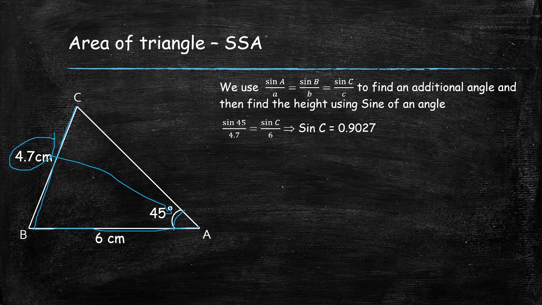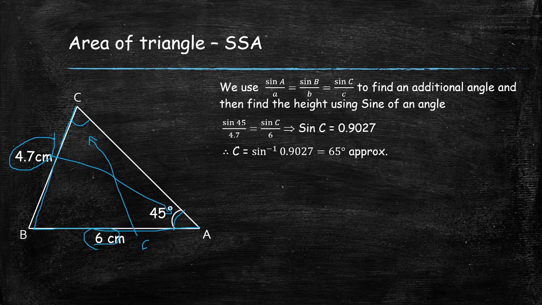So now sin A by A, which is sin 45 by 4.7, equal to sin C by 6. 6 centimeter, or the side BA, is C, opposite to angle C. So if we transpose 6 to the other side, we get sin C equal to 0.9027.